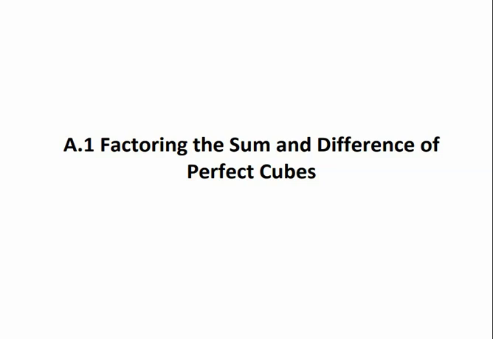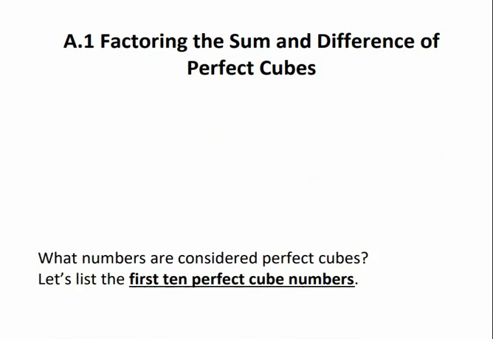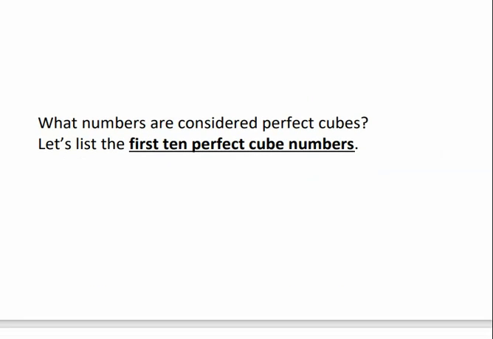Factoring the sum and difference of perfect cubes. Before we start talking about how to factor the sum and difference of perfect cubes, let's talk about what a perfect cube is. What are numbers that are considered to be perfect cubes? A perfect cube would be a number that we can get by multiplying another number times itself 3 times.